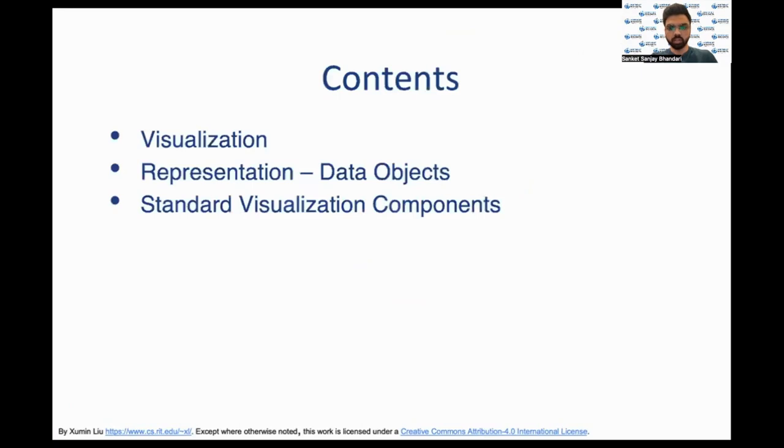The contents of the lectures are straightforward and simple. So first we'll see visualization, then representation, that is like what are different data objects in a particular representation, and then what are the standard visualization components. In this lecture, we use three data sets in the example. First one is Titanic dataset, which is easily available on Kaggle. Then second one is US Census dataset, which is also openly available on Kaggle. And the third one, which is again from Kaggle, is IRIS dataset.